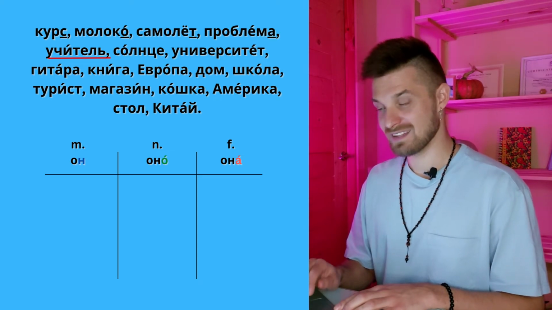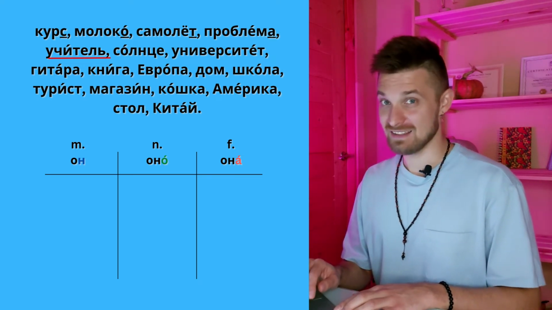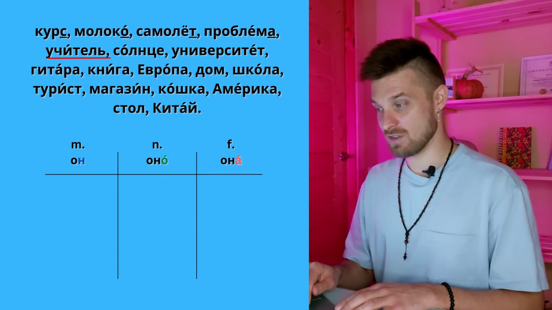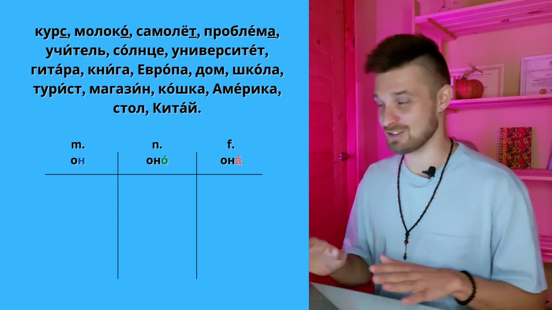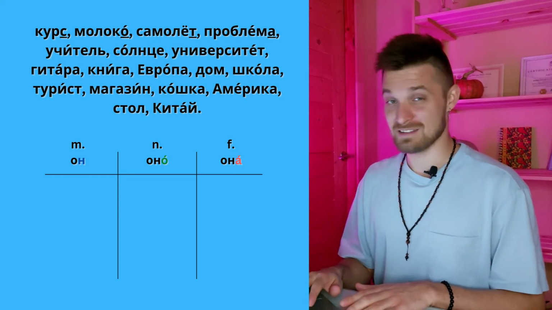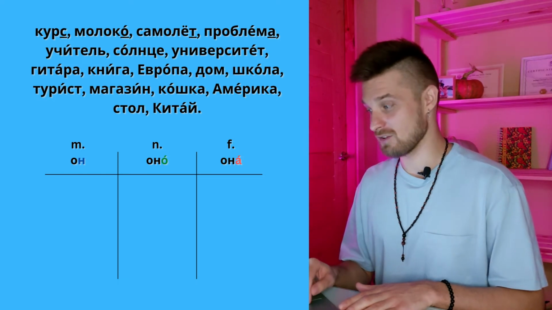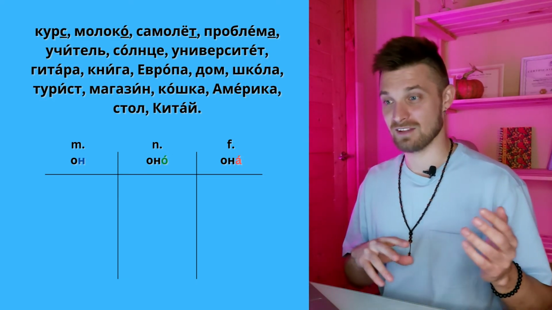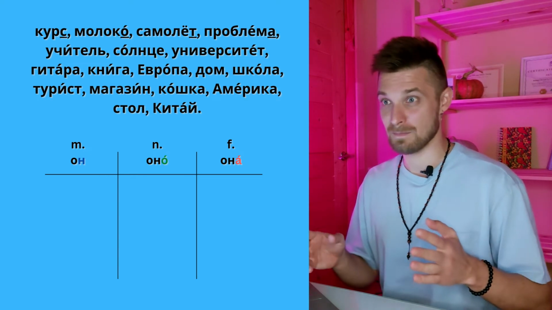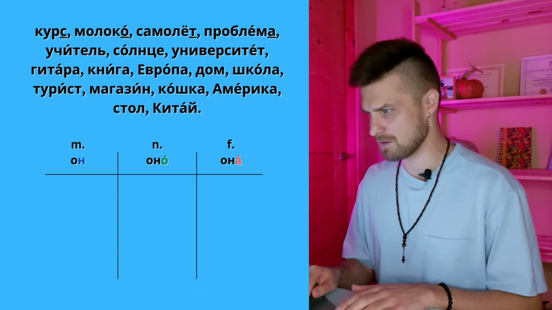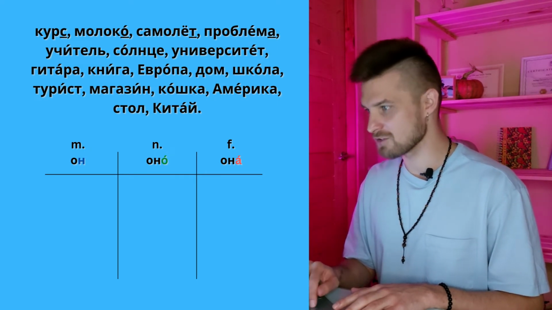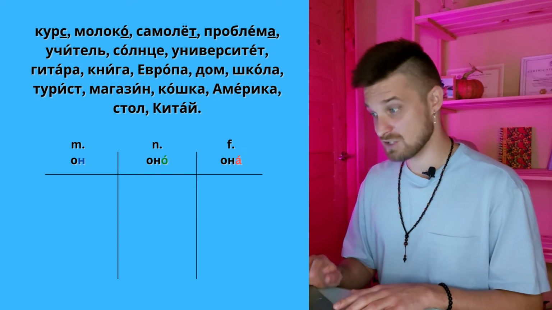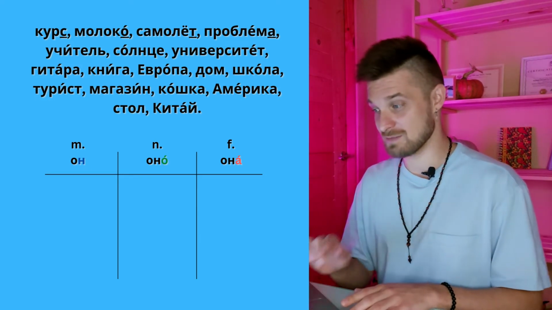Учитель. Учитель is a teacher, so it ends with the soft sign. So this is masculine. Okay, you should know it by heart. In the next lesson, we will take a look at some professions because some of them have two genders. For example, учитель can be учитель or учительница, if I'm not mistaken. Let me check. Yeah, it could be учитель and учительница. But учитель is masculine. You should know.